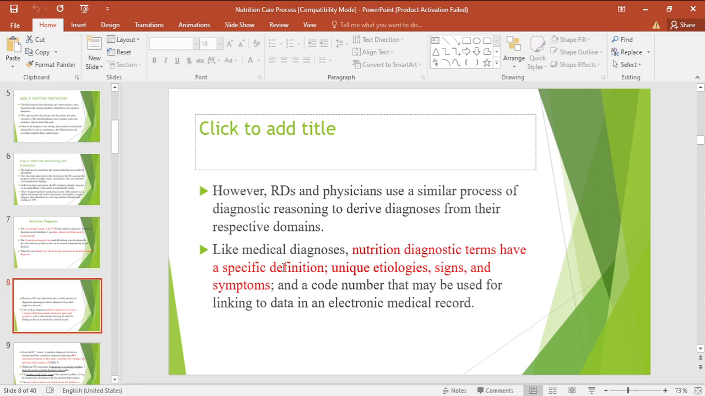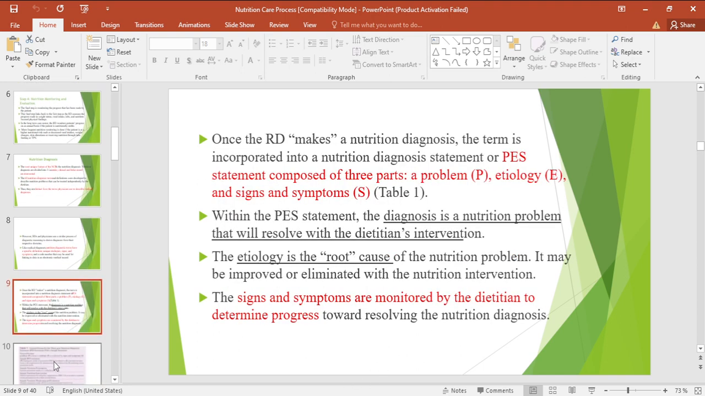However, I find that dietitians and physicians may use a similar process of diagnostic reasoning to derive diagnoses from their respective domains. As in the medical diagnosis, the nutrition diagnostic terms have a specific definition, unique etiologies, those are the problems, and then signs and symptoms, and a code number that may be used for linking to the data in the electronic medical records.